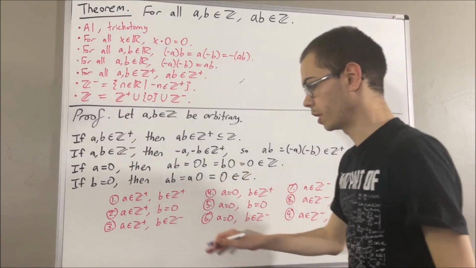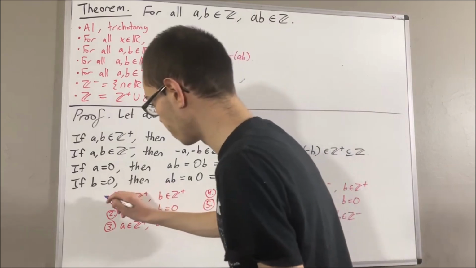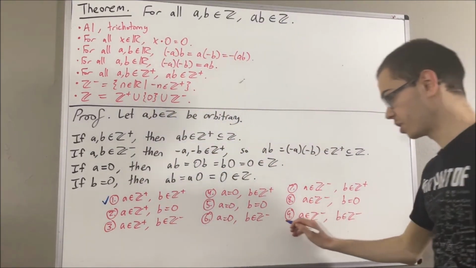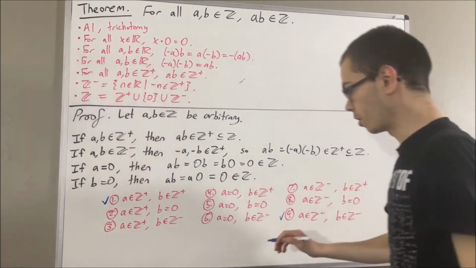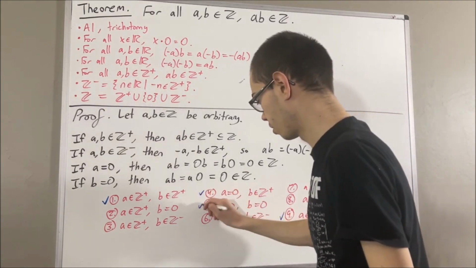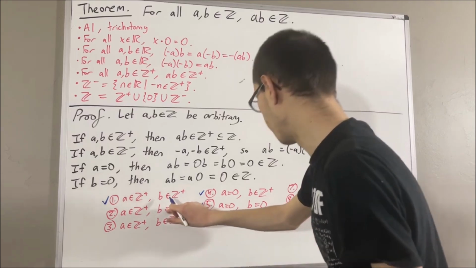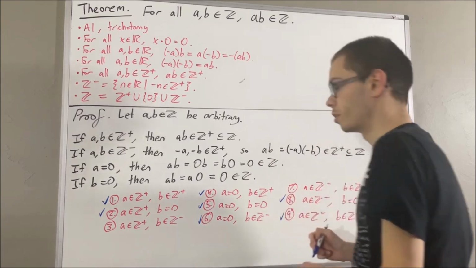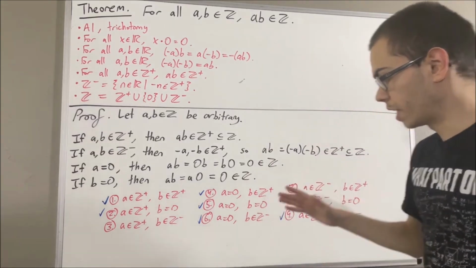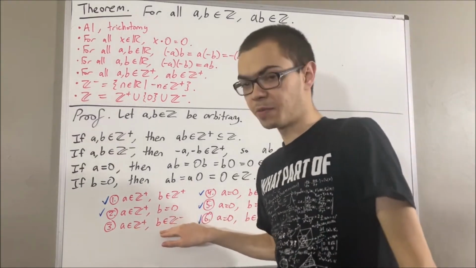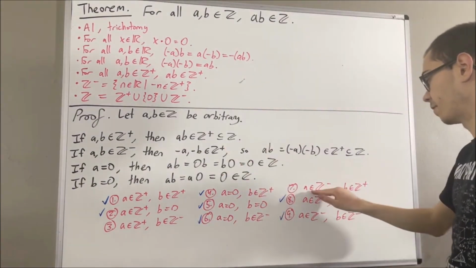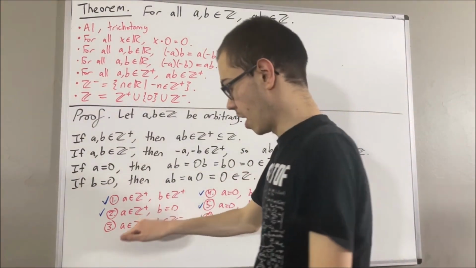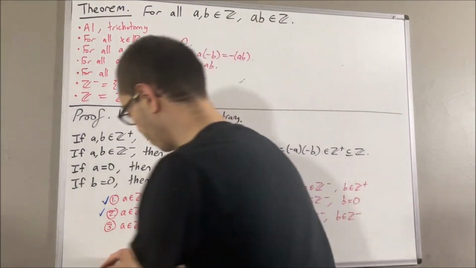But we've already considered the case that both a and b are positive integers. We've already considered the case where both a and b are negative integers. We've considered the case a is equal to 0. And we considered the case b is equal to 0. So this leaves us with two possibilities. We could have a is a positive integer and b is a negative integer, or we could have a is a negative integer and b is a positive integer. Let's first start with the case a is a positive integer and b is a negative integer.